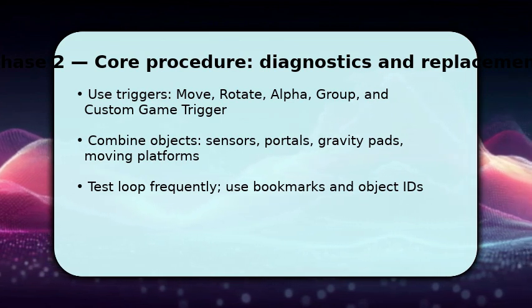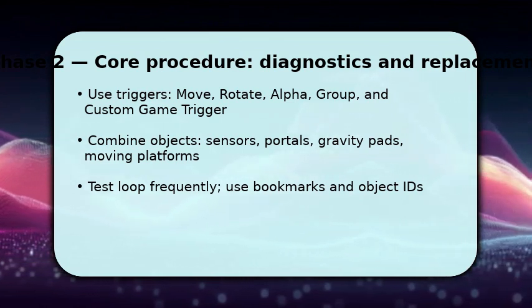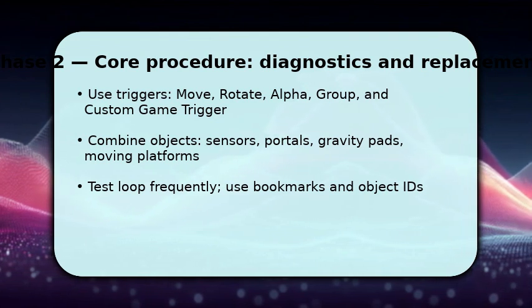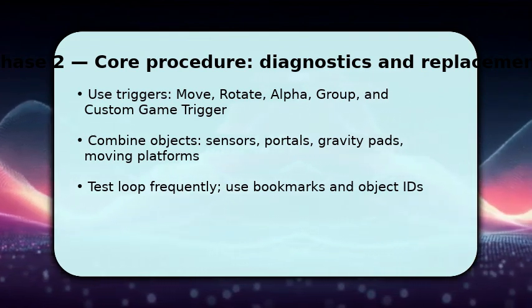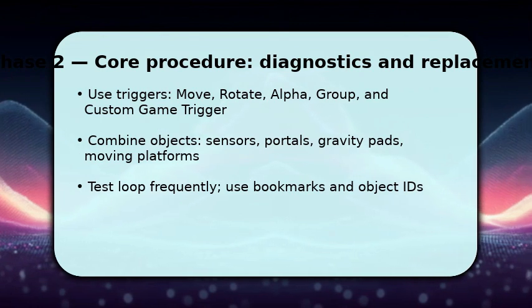Then add a custom game trigger for score or mode switches. This ties mechanics to rules. Test repeatedly in a short loop. Note object ID and iterate until timing is right. Finish by polishing and preparing to publish.